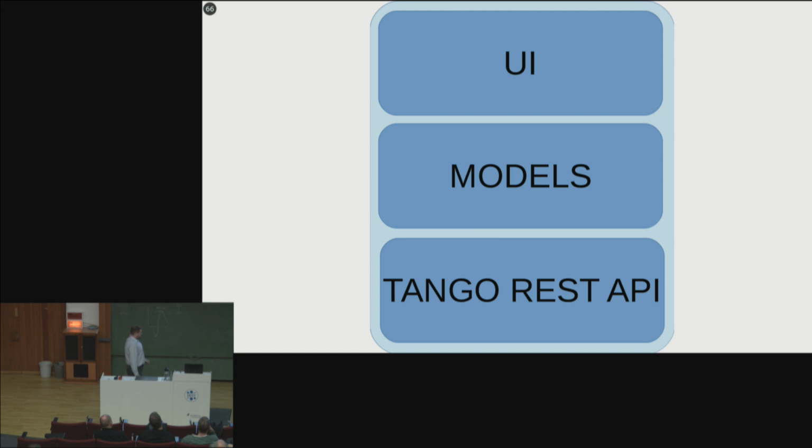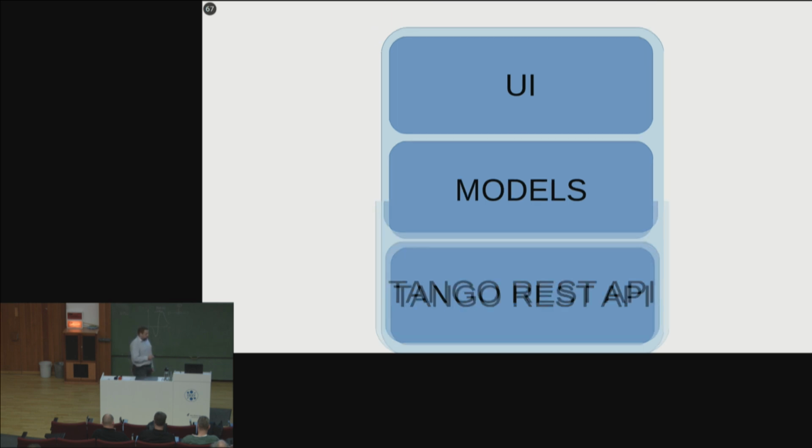So let's have a look at the structure of our application. Obviously on top we have a UI, then we have models. This is a very rough structure, and models sit on top of Tango-rest API, which is actually interacting with the server. So with the UI, I already showed you how you can, for instance, implement logger.